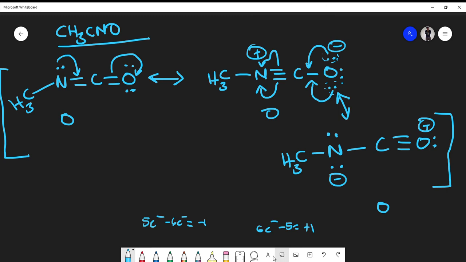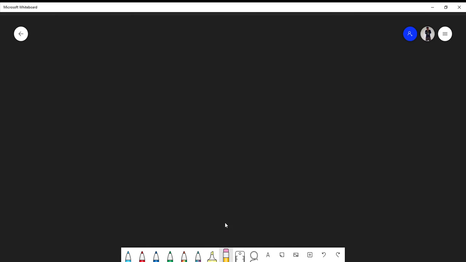Let's go to one more. Let's say on an exam you're given this molecule. How would you draw the resonance structures? How many resonance structures can we get? Where would you think about moving the electrons first?